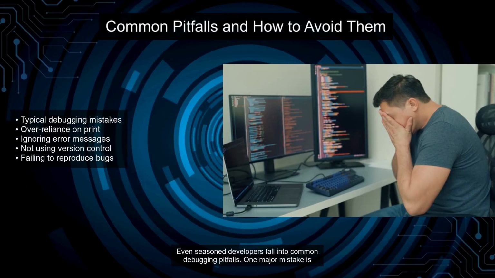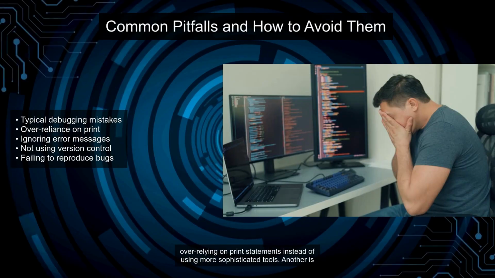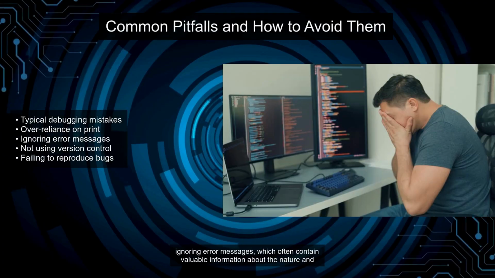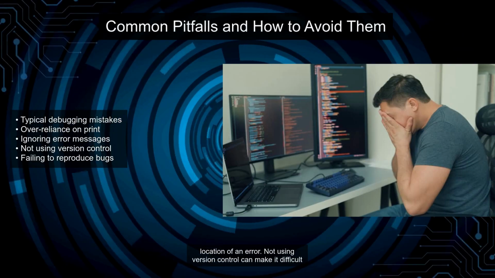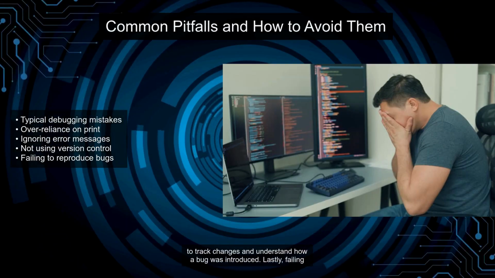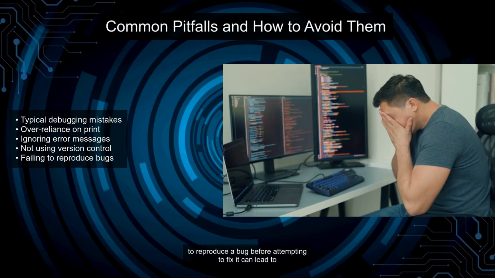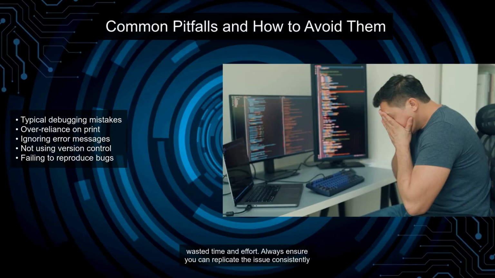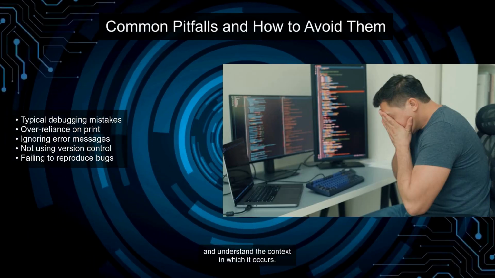Even seasoned developers fall into common debugging pitfalls. One major mistake is over-relying on print statements instead of using more sophisticated tools. Another is ignoring error messages, which often contain valuable information about the nature and location of an error. Not using version control can make it difficult to track changes and understand how a bug was introduced. Lastly, failing to reproduce a bug before attempting to fix it can lead to wasted time and effort. Always ensure you can replicate the issue consistently and understand the context in which it occurs.